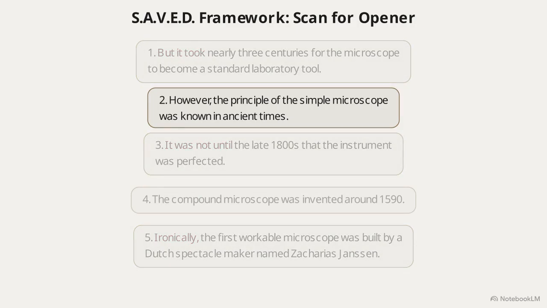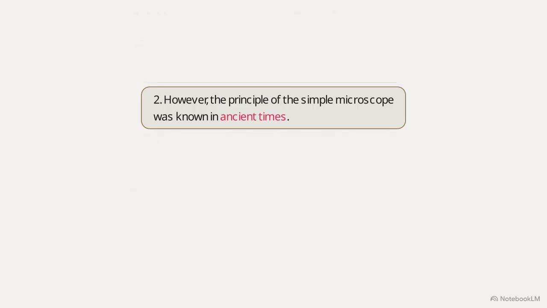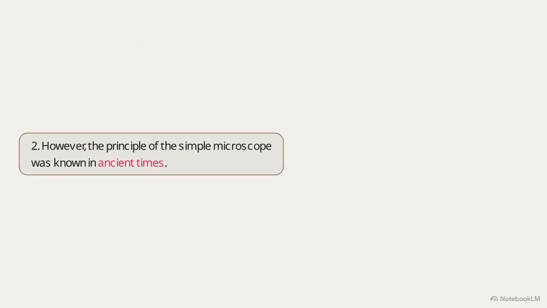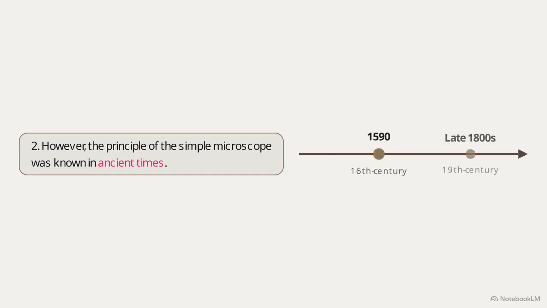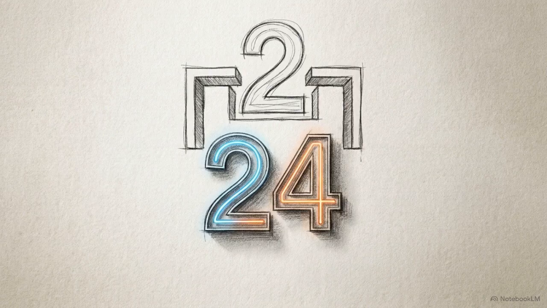That leaves sentence 2. While however is a contrast word, the rest of the sentence describes the ancient times of the microscope. In this specific set of data, this is the most foundational context. It establishes the basic principle of the tool before any specific 16th century inventions or 19th century refinements are mentioned. Identifying this starting point is mathematically decisive. With 5 sentences, there are 120 possible sequences. By locking in sentence 2 as the opener, you instantly reduce those possibilities to just 24.